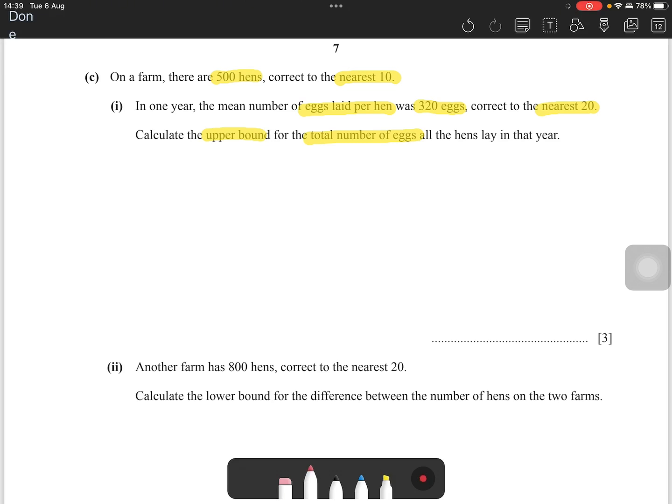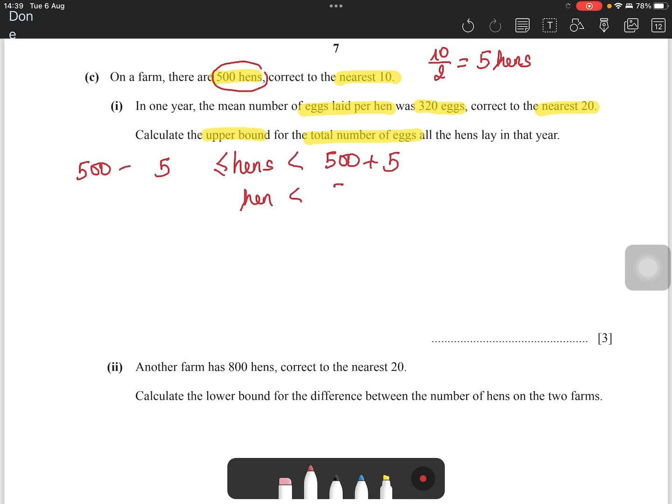So first, we'll find the upper and lower bound of 500 hens. To do this, we'll divide 10 by 2 equals 5 hens. And the number of hens should be less than 500 plus 5 and greater than or equal to 500 minus 5 hens. So the number of hens is between 495 and 505.